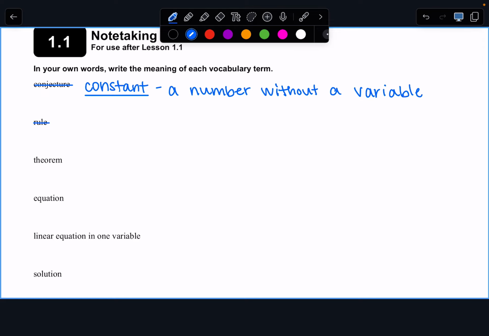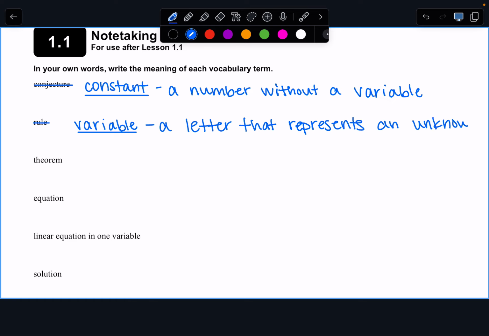We're going to cross out rule, and we're going to define variable. Do you know what a variable is? A letter. And what does the letter represent? The unknown. And since we're in math, it's an unknown amount. Okay? Our variable is representing an unknown amount, because we're going to solve for our variable, and it's going to hopefully equal a number.